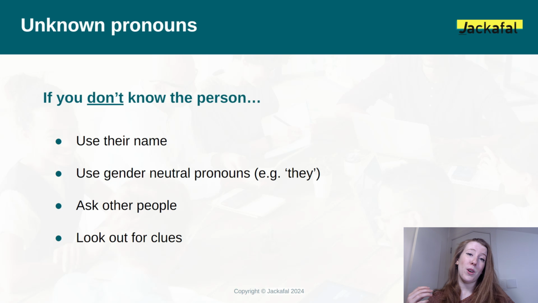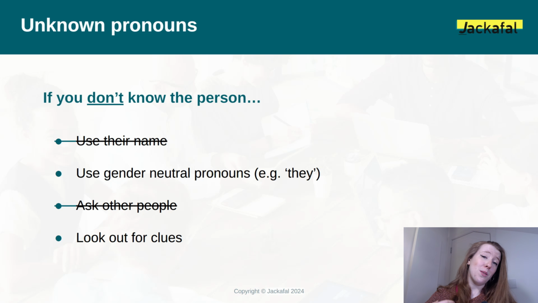Now, obviously, this works if you know the person, but if you don't know the person, a couple of these will be struck off the list. So you can't use someone's name if you don't really know what their name is, and you probably can't ask other people if you haven't got that element of familiarity. But it still stands that you can use gender-neutral pronouns for them, and you can also look out for clues either in discussion or in any form of written communication that you have with them as well.